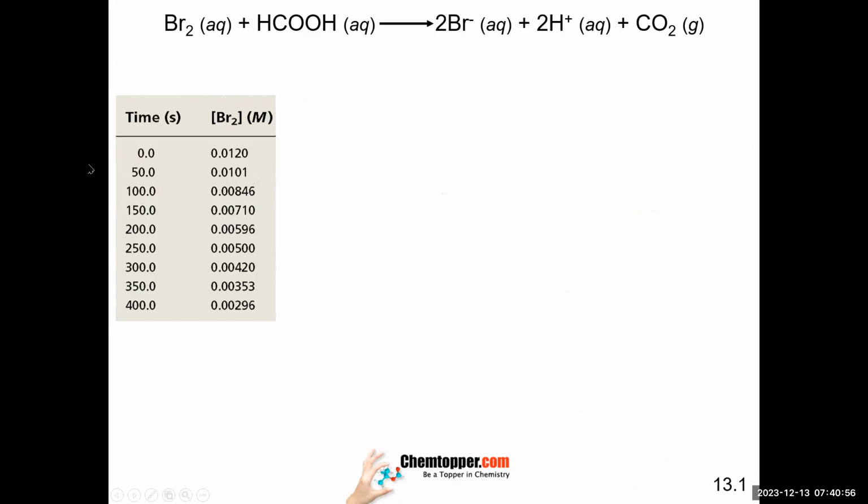Look at the equation. What's the rate in terms of Br2? Minus delta Br2 over delta t is the rate. Agreed? That's the rate, right?